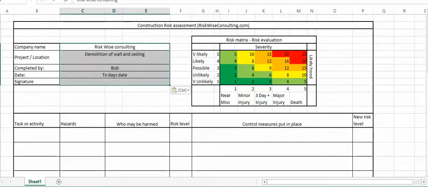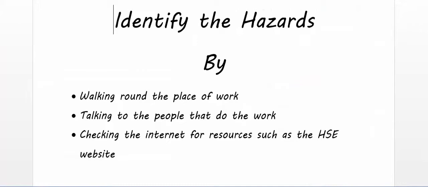I start off by putting in some of the details here, the company name, the project location, completed by myself, and today's date. There are a number of different stages to completing a risk assessment. The first, you start off by identifying the hazards. You can do this in a number of ways.